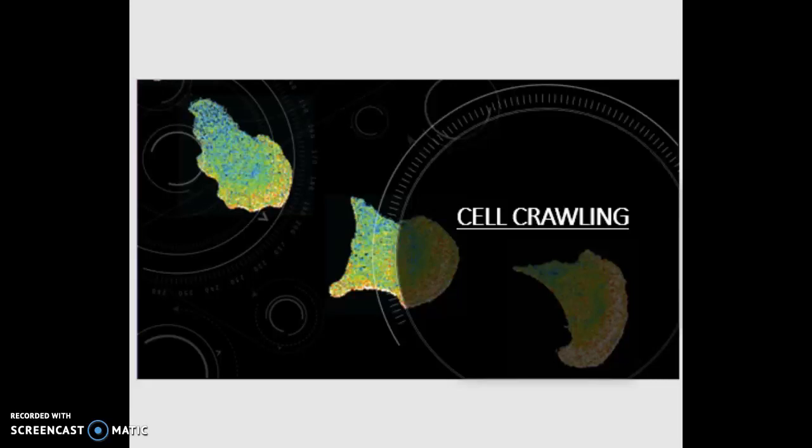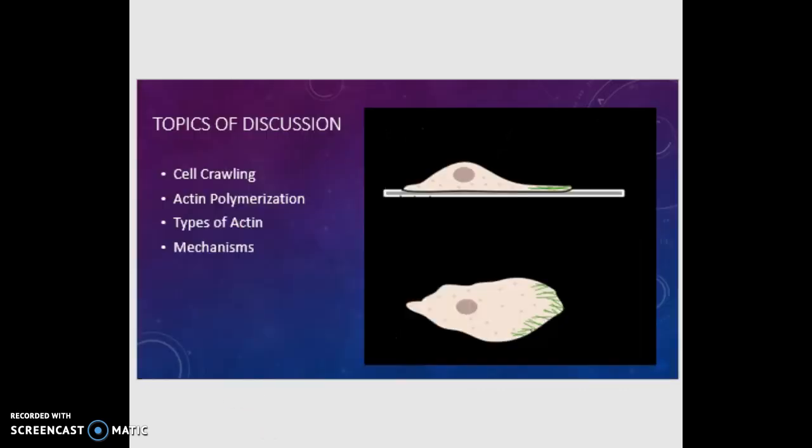We are now going to discuss cell crawling. Cell crawling allows the cell to cross a given surface. We're going to discuss cell crawling, actin polymerization, types of actin, and mechanisms.